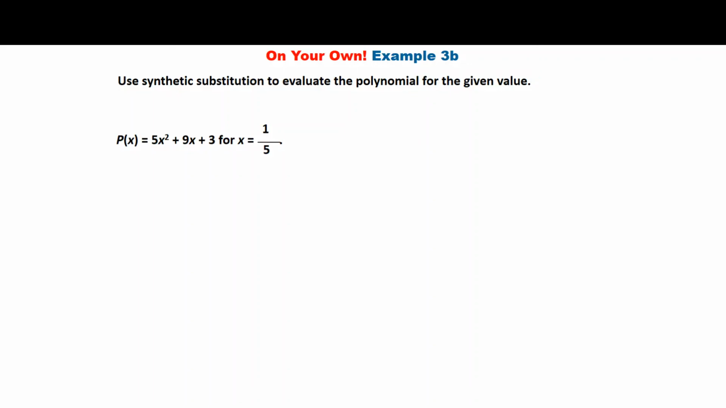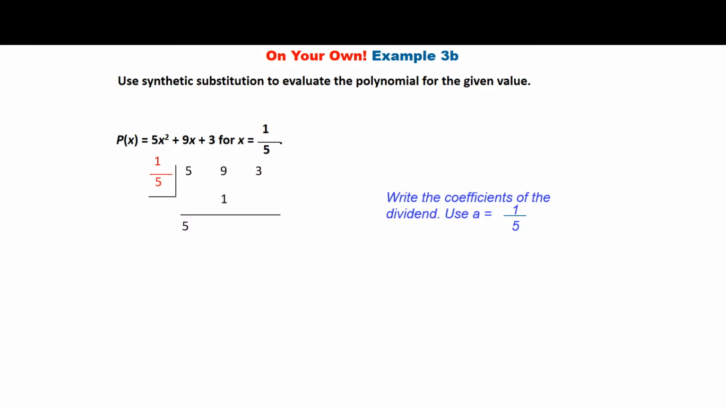All right, so this is pretty simple. We're going to start out, and our x is 1/5, so we're going to write our coefficients of the dividend, and there they are. When we multiply, remember the first thing we do is bring our 5 straight down. Then we multiply 1/5 times 5, and that is 1, so 9 plus 1 is 10. Multiply 1/5 times 10, and we get 2. 3 plus 2 is 5, and that's our remainder. And so we know that P of 1/5 is equal to 5. It's very, very simple. Now we could go back and plug in 1/5 and prove that out. If you'd like to do that on your own, of course, go ahead.